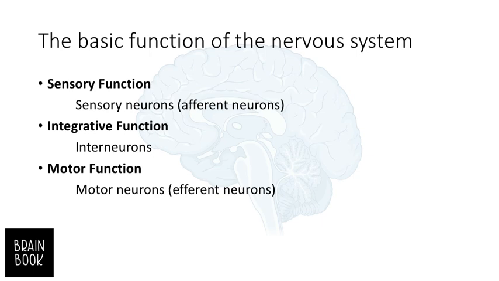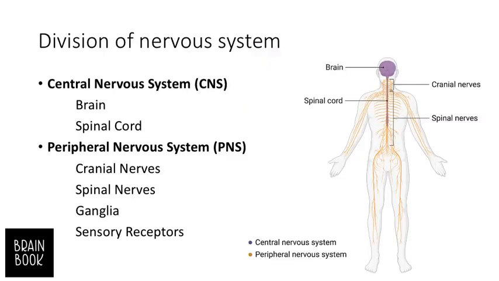The basic function of the nervous system is divided into three categories: sensory function, integrative function, and motor function. As you can see, the sensory function is done by sensory neurons, which are called afferent neurons. The integrative function is done by interneurons, and the motor function is done by motor neurons, which are called efferent neurons.